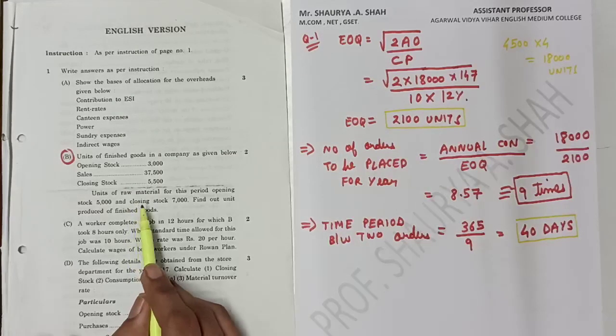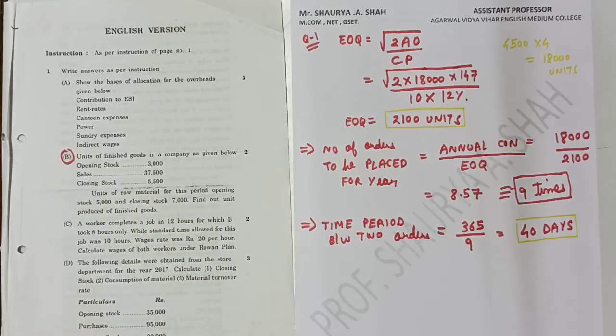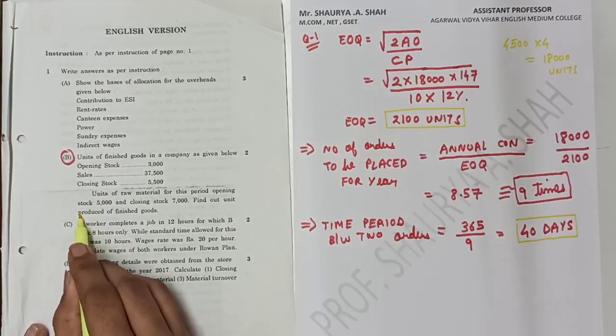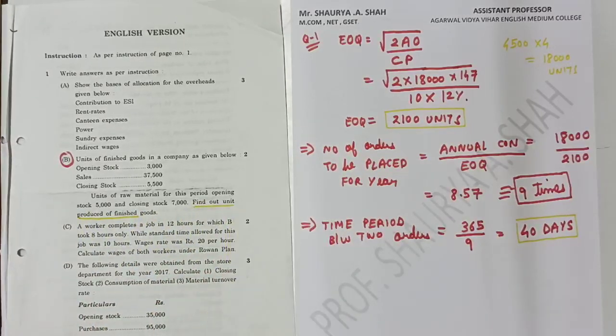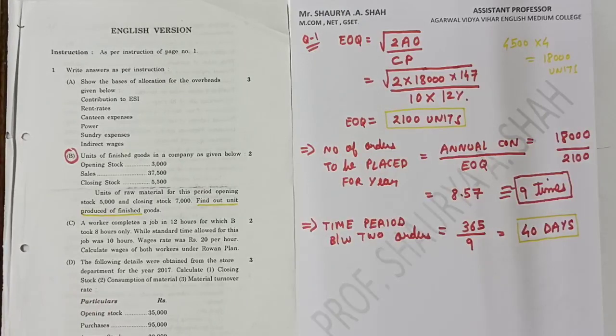What is also given? Units of raw material for this period. Opening stock is 5,000, closing stock is 7,000. Find out the units produced of finished goods. Mind well students, they have asked only for units produced of finished goods. So when I am concerned with finished goods only, I do not need to take into consideration the raw material units, right? So how will we find it out?